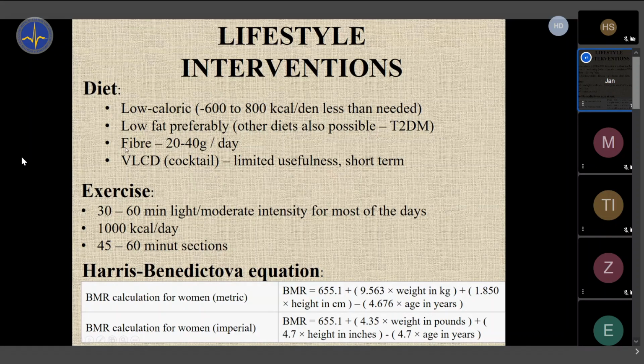Another very important feature is fiber. We all should eat about 20 to 40 grams of fiber. Very difficult to achieve, but this is the recommendation, and it helps, especially in dietary interventions, in weight-losing interventions. It helps because it induces satiety, the feeling of satiety. The volume of fiber, as it expands, gives the feeling of satiety and prolongs the possibility of fasting in subjects. It actually makes it easier and more successful.